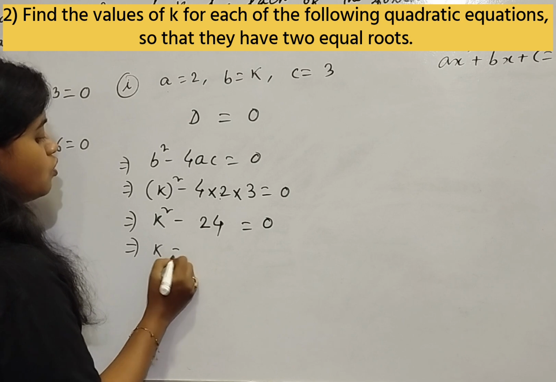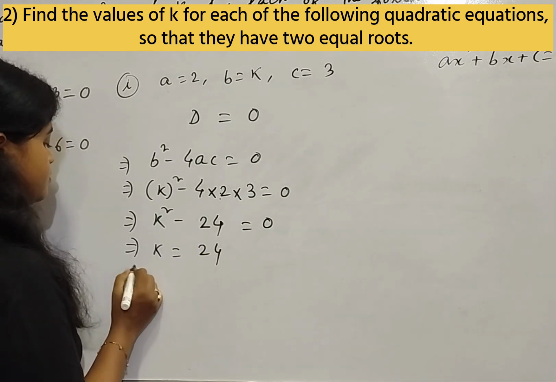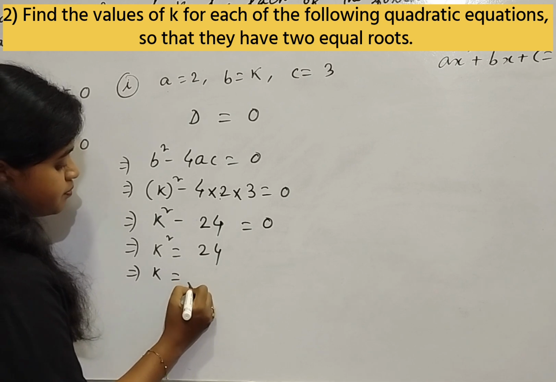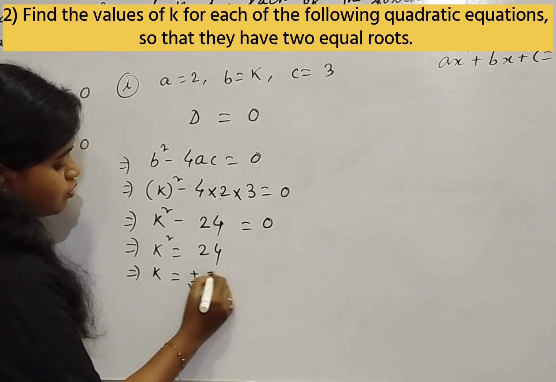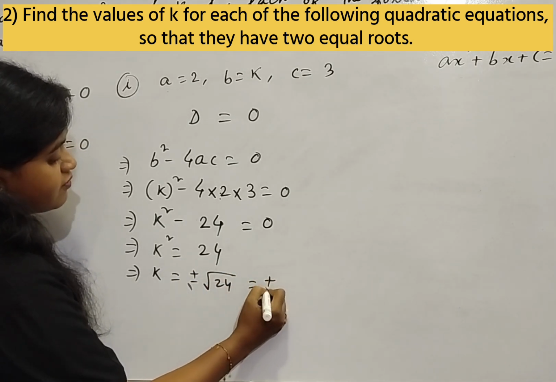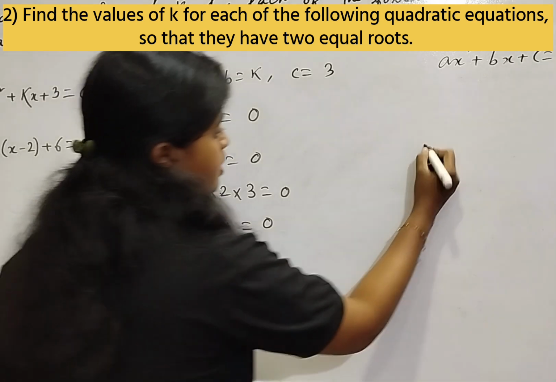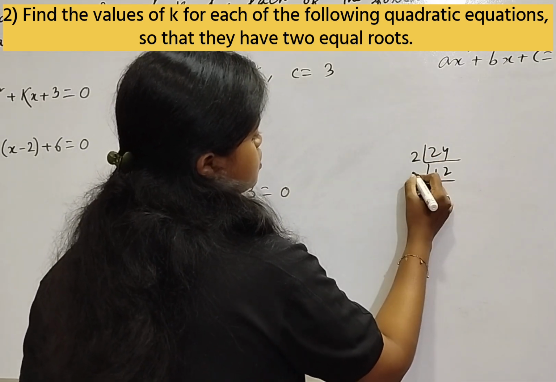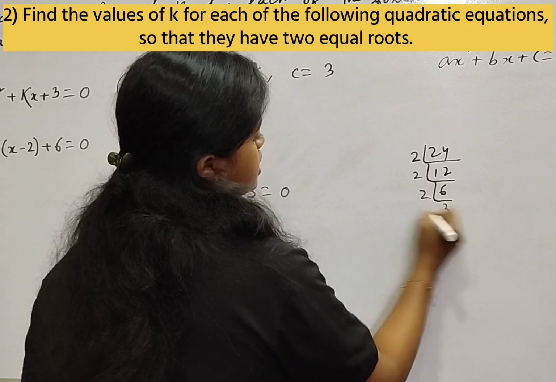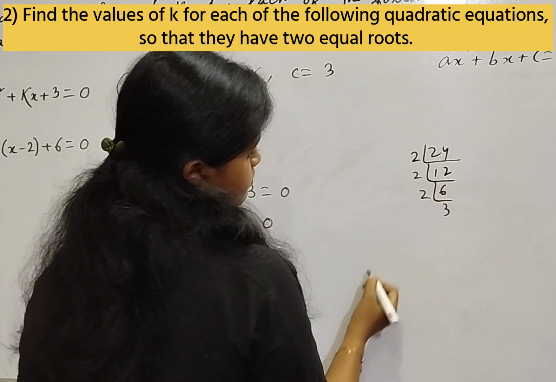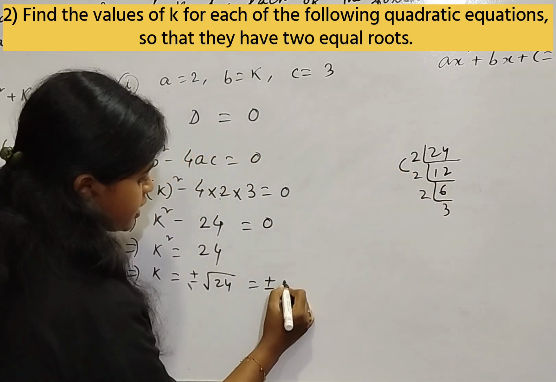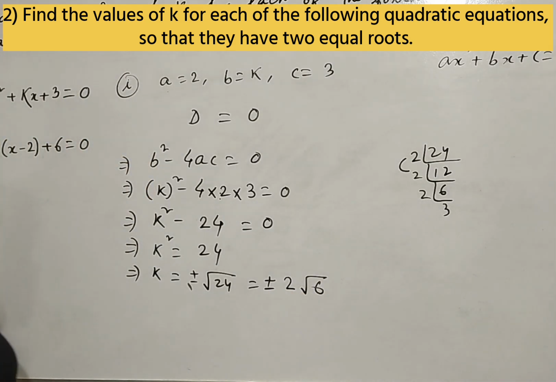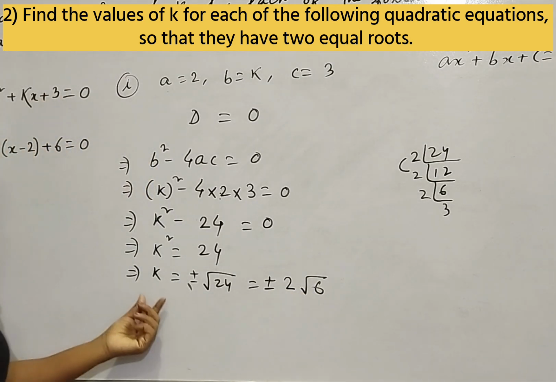So k square equals 24. So k equals plus or minus root over 24. And if I evaluate this by factorization, 2 times 12 is 24, 2 times 6 is 12, 2 times 3 is 6. So this is one pair. So you can write 2 root over 6. So plus or minus 2 root 6 is the value of k.